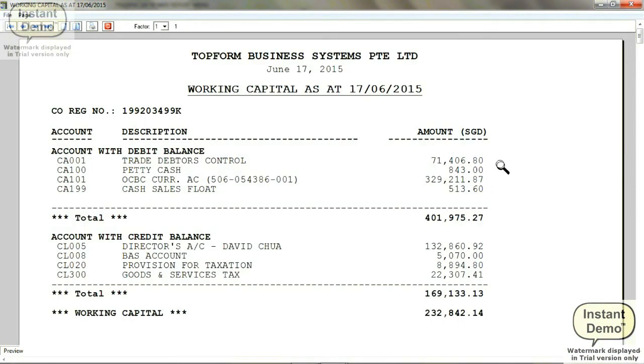In this case, you can see that you have got trade debtors, customers owing you money about $71,000, some petty cash of $800, bank account of $329,000, and cash sales float. Now, here you have money owing to the director, $132,000, an intercompany account, provision for taxation, goods and services tax paid on the total basis. So if you add up all your current liabilities, it gives you this amount of $169,000. Subtract that from the $401,000, which is your current assets. Then you have working capital of $232,000.